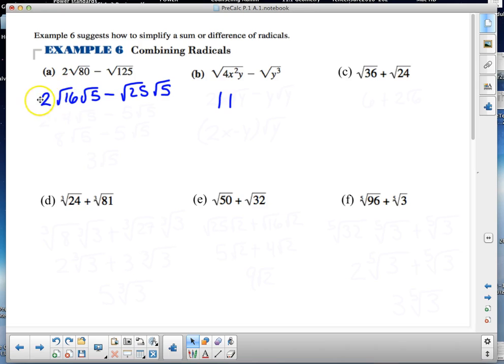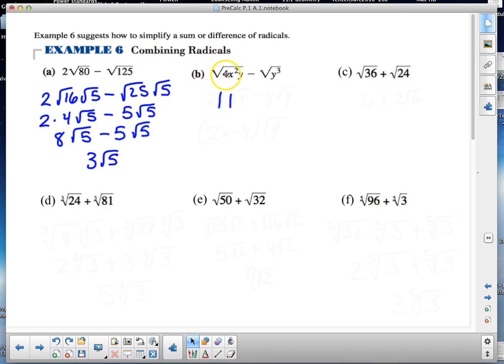This is 4, 4 times 2. Okay, and we're just breaking it down. So I got that 4 times 2, which is 8. Now, I treat this like it's 8x minus 5x. 8 square root of 5 minus 5 the square root of 5 is 3 the square root of 5, and that's my final answer.